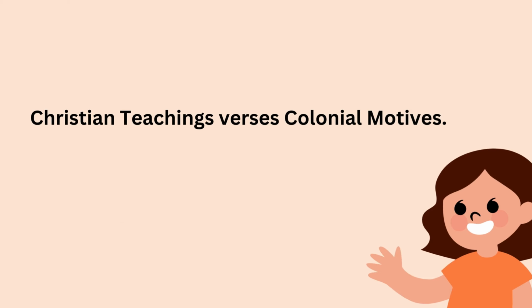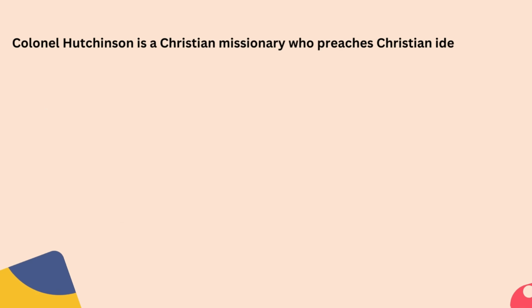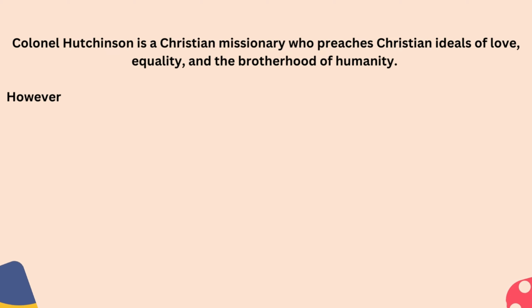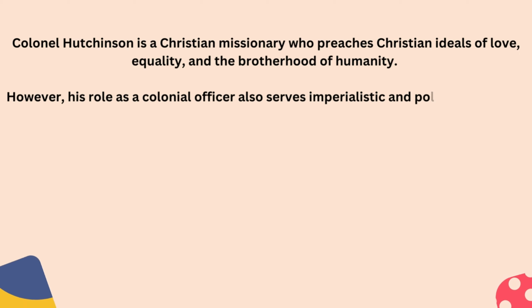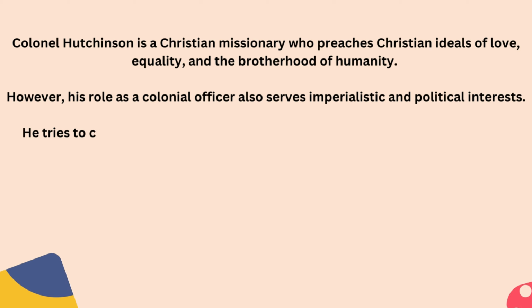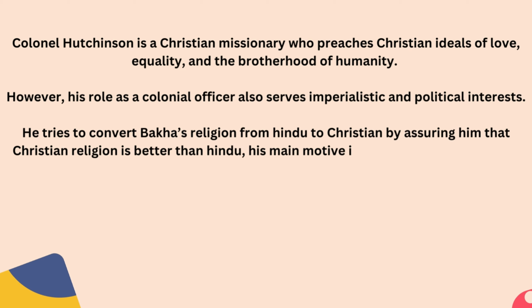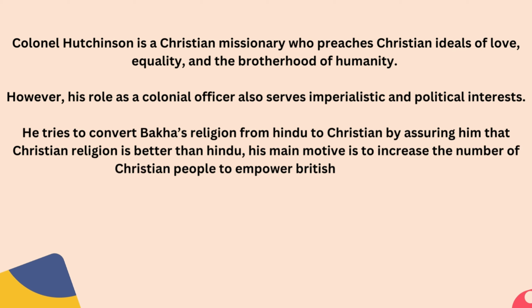Christian teachings versus colonial motives. Colonel Hutchinson is a Christian missionary who preaches Christian ideals of love, equality, and the brotherhood of humanity. However, his role as a colonial officer also serves imperialistic and political interests. He tries to convert Baka's religion from Hindu to Christian by assuring him that the Christian religion is better than Hindu. His main motive is to increase the number of Christian people to empower British imperialism. He symbolizes one facet of England's colonization of India.